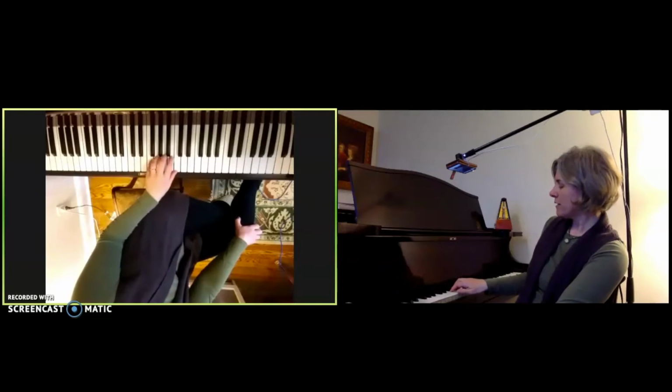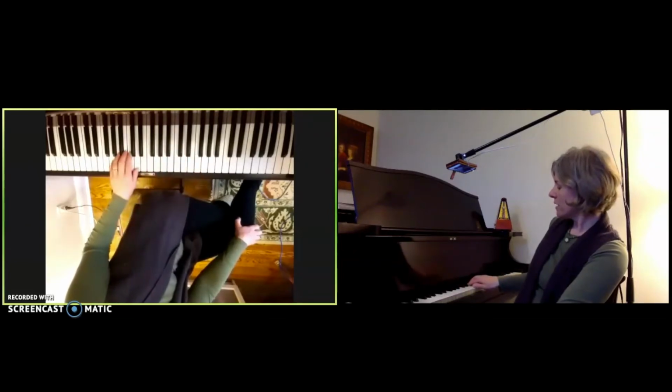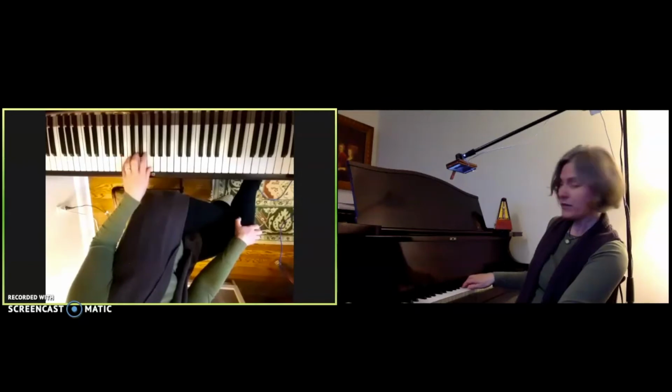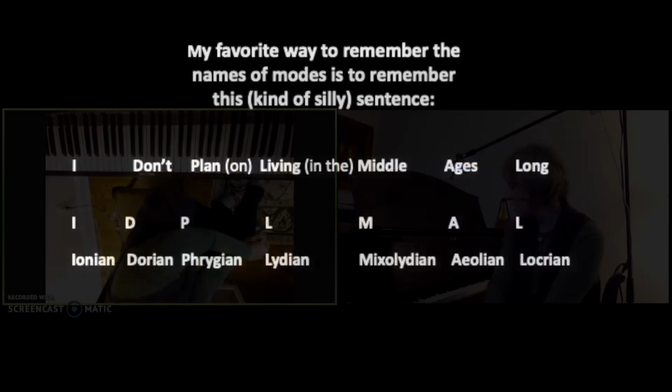Lydian goes from the subdominant to the subdominant. I'm going to go a fourth down now to the dominant, which is the fifth scale step. That's the Mixolydian mode. The Aeolian mode, otherwise known as the natural minor scale, is like going from the submediant to the submediant. And Locrian is like going from the leading note to the leading note. It's not a very common mode that we use.